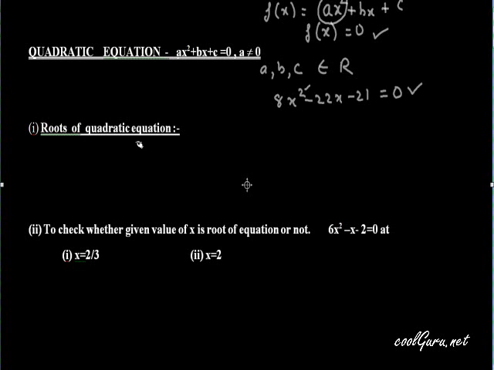Now, what do we mean by roots of quadratic equation? What are roots of quadratic equation? These are actually values of the variable x or y which make this quadratic equation 0. So roots, we can say roots or solution. Whenever we solve the quadratic equation, we actually find the roots or solution of the equation, or values of x which make the quadratic equation 0.